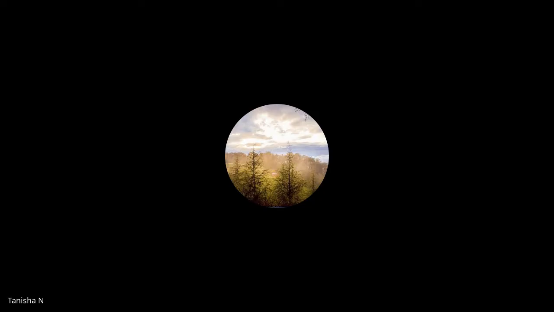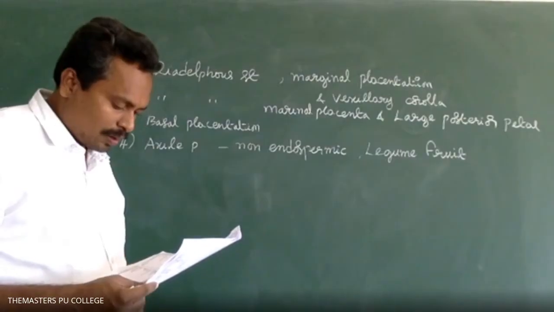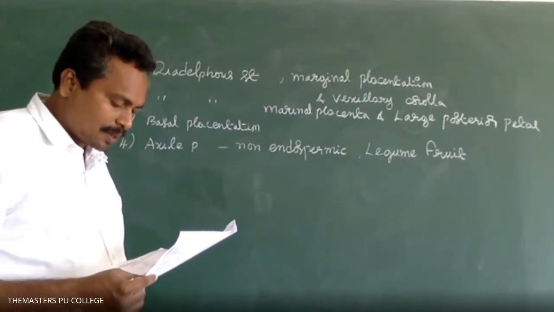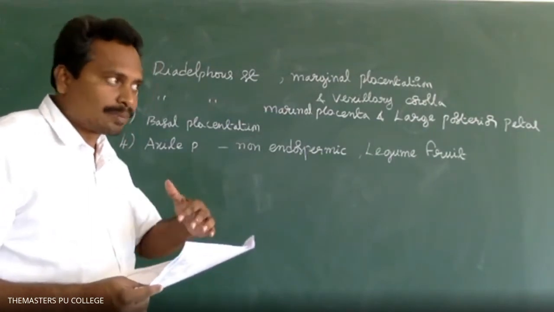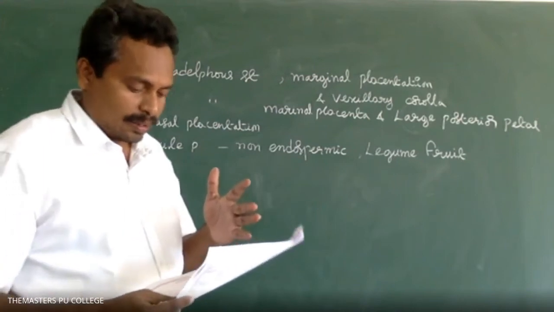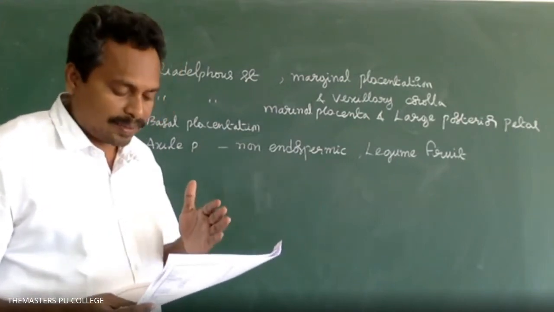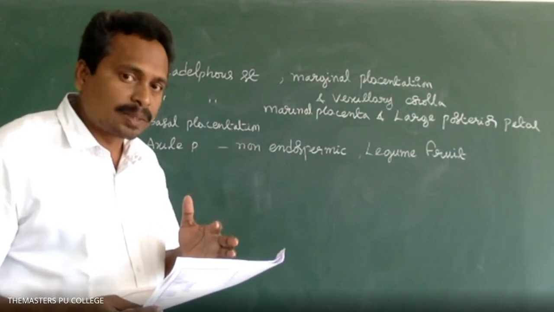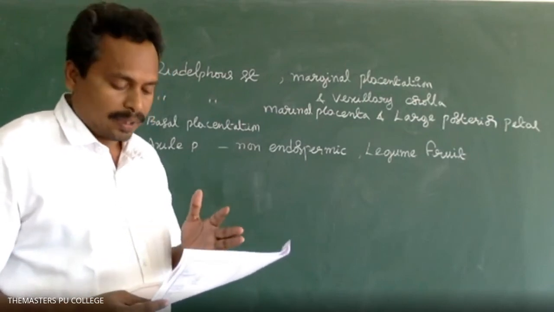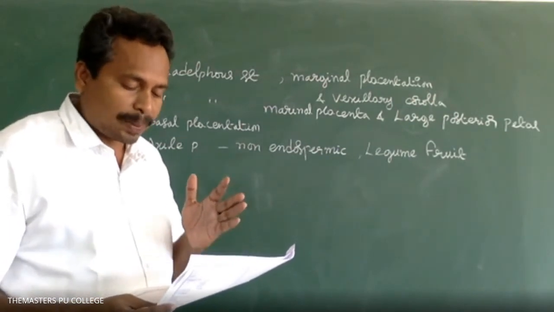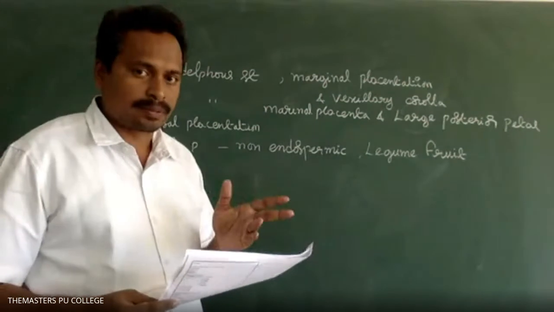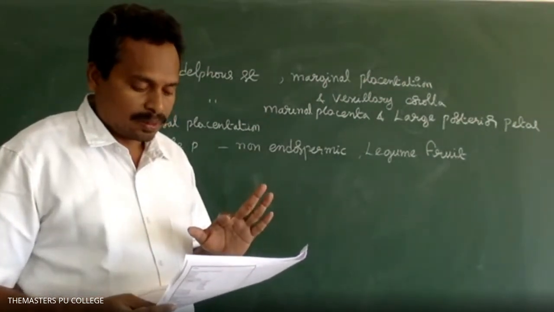Diadelphous stamens, marginal placentation and vexillary corolla, that is also correct. Among these two, the first preference we give to the second option because diadelphous stamens, marginal placenta and the large posterior petal are mentioned, whereas in the first option the posterior petal is not mentioned. Both answers are correct.